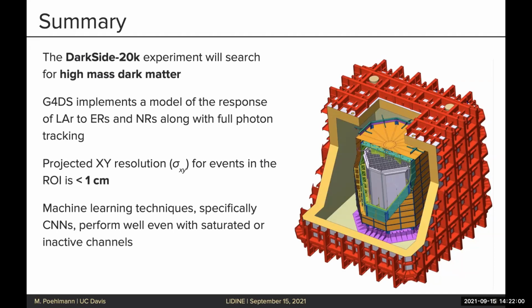So one of your points here is a projected XY resolution of less than 1 centimeter. Can you go deeper into how that resolution, though, depends on the amplitude of the signal as well as the radius? Is there a pretty serious dependence on either of those?